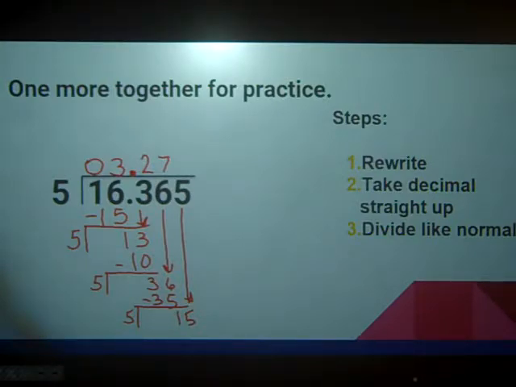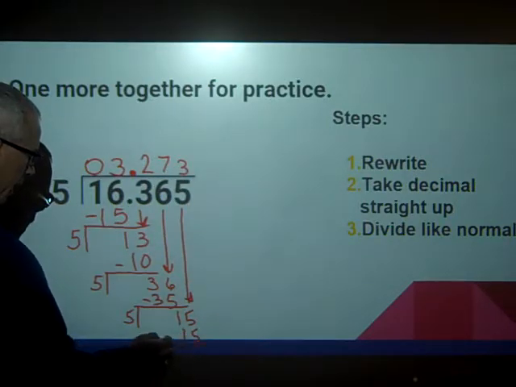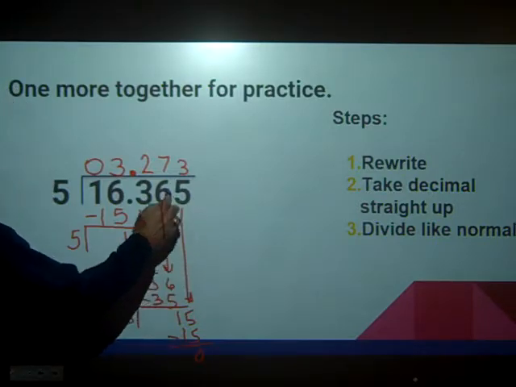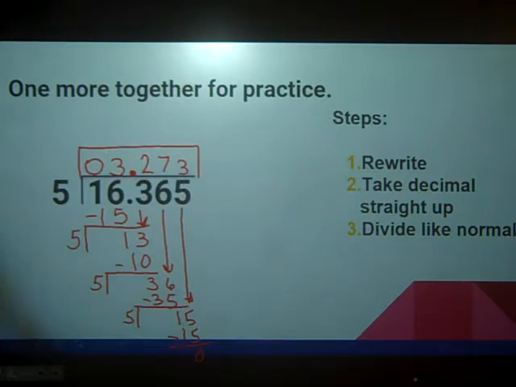Whew, big breath here. 5 goes into 15? 3 times. 5 times 3? 15. Subtract. Anything else to bring down? So my answer is 3.273. Okay? Was that different than any other division problem we've ever done? No. It is exactly the same. Which would you rather do? The algorithm or the model? Algorithm. Everybody would like to do the algorithm, okay? The state? Model.